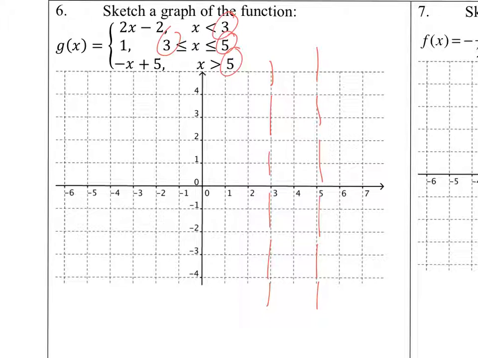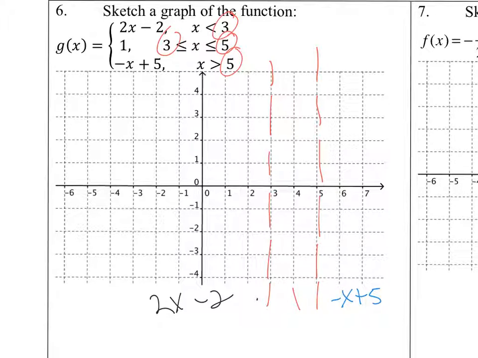So 2x minus 2, that's where x is less than 3. So we're looking to the left. I'm going to write that down here, 2x minus 2. In the middle, between 3 and 5, I've got 1. And then above 5, so that's to the right of my last barrier, I've got negative x plus 5.